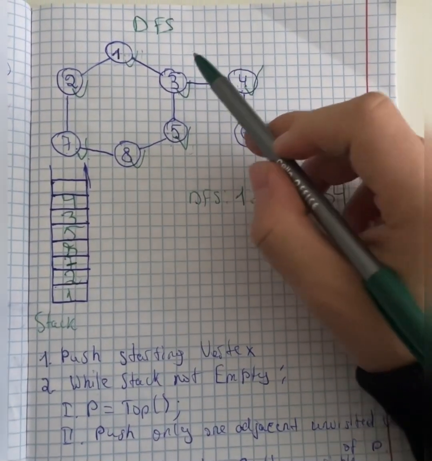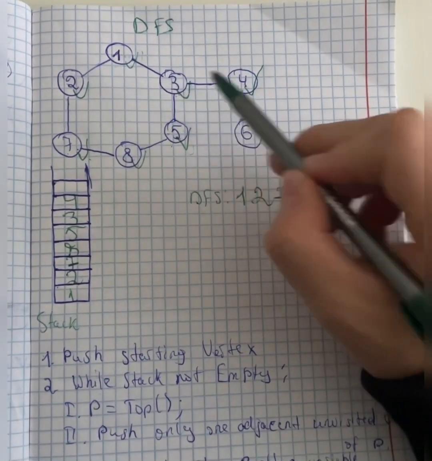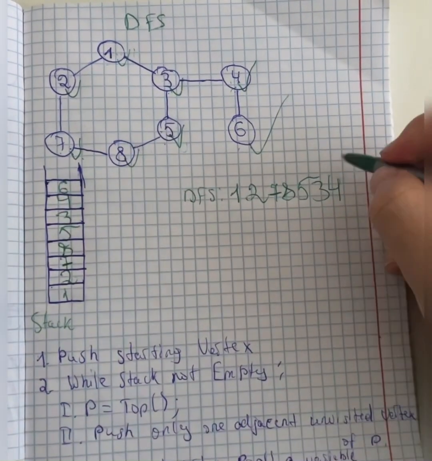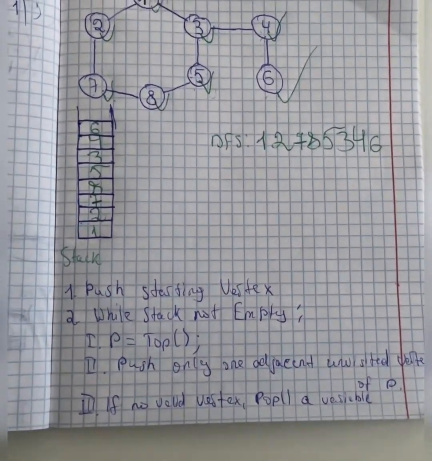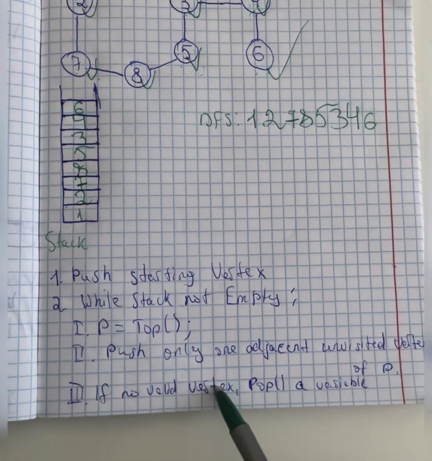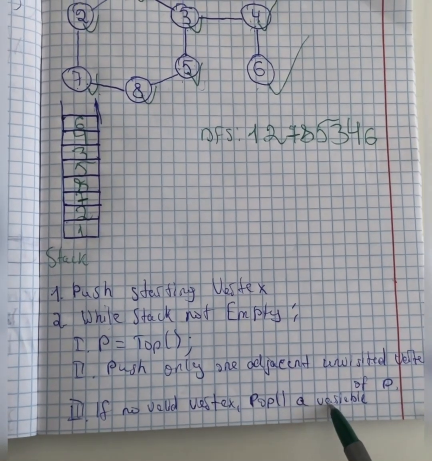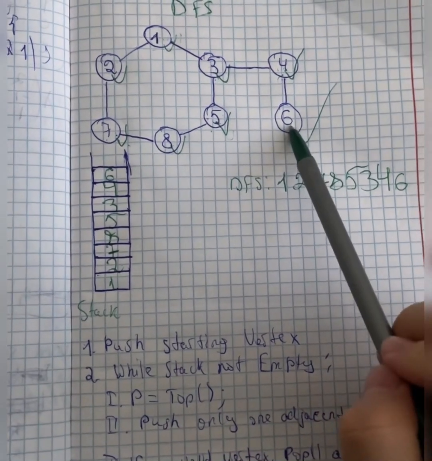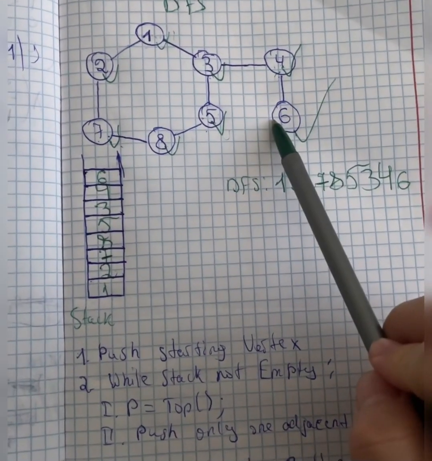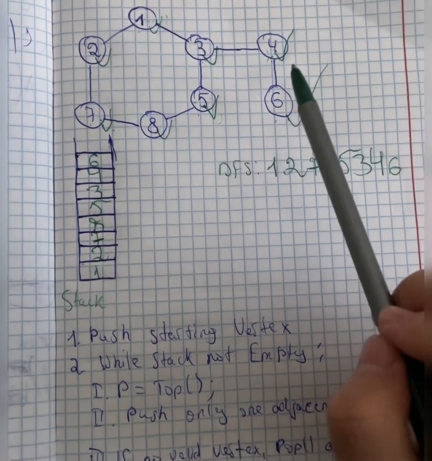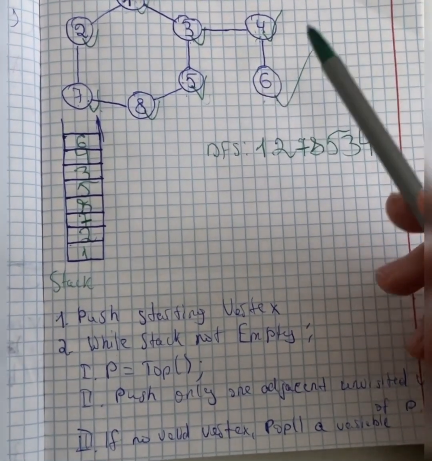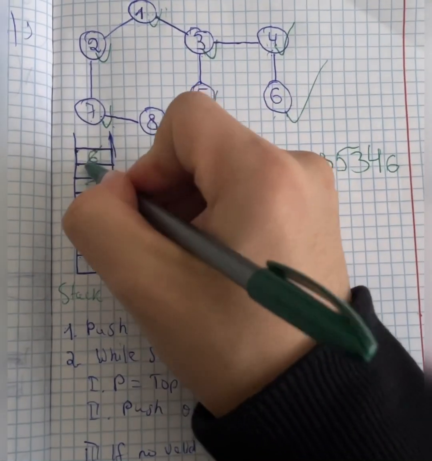4 has 2 vertices, 3 and 6. 3 is already visited, 6 is not. Now we choose 6, and we're done. Now the next rule: if there is no valid vertex, pop the top of the stack. That means now we have to work with 6, right? But here you can see there are no unvisited vertices of 6, right?